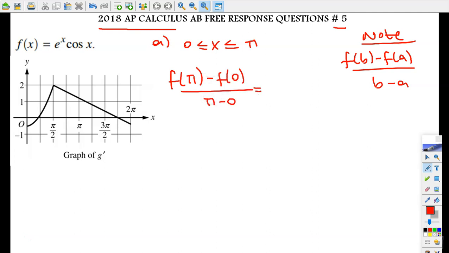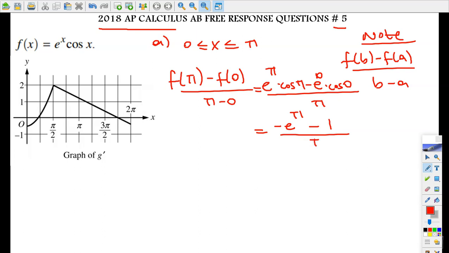And that's going to be equal to, if I plug in pi, e to the power of pi times cosine pi minus e to the power of 0 times cosine 0, divided by just pi. We know that cosine pi is -1, so this is going to be negative e to the power of pi. And we know that cosine 0 is 1 and e to the power of 0 is also 1. So 1 times 1 is 1, and minus 1 over pi. So that's the average rate of change for the f of x function over this interval.